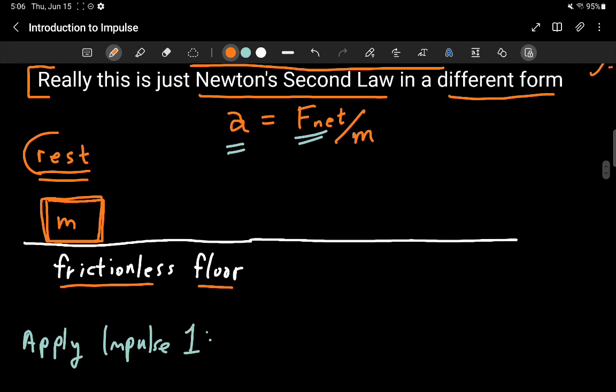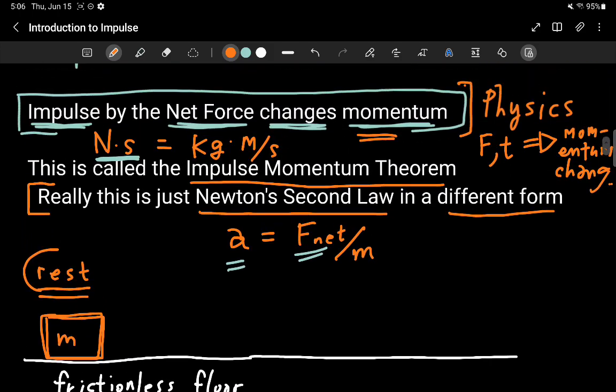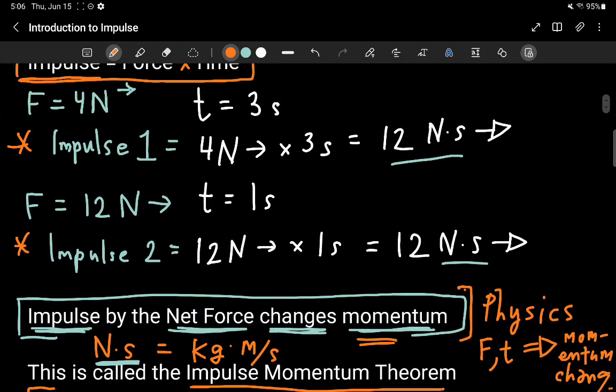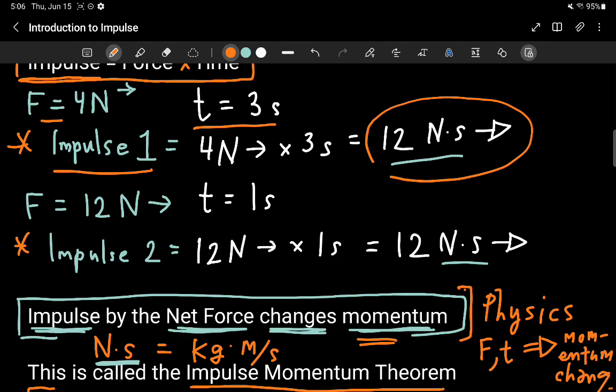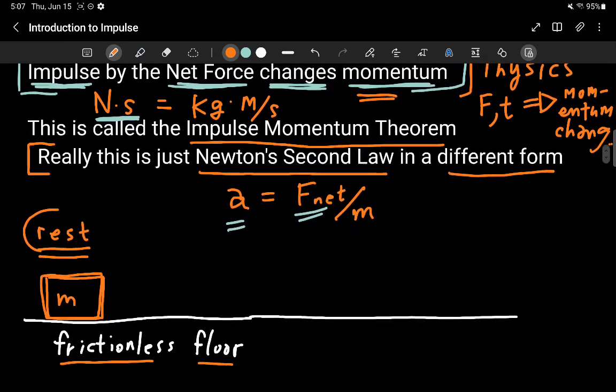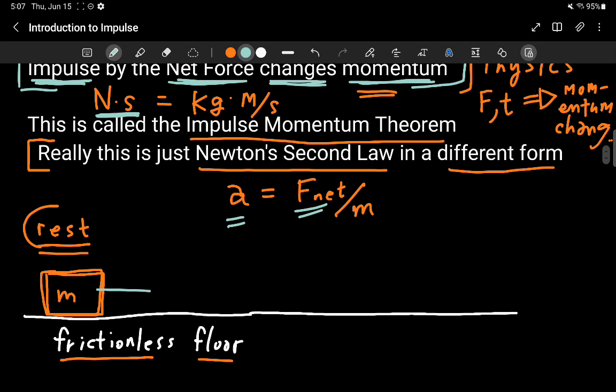But what we're going to do now is we're going to apply an impulse. So we're going to apply impulse number 1. Impulse number 1 is this impulse. It's 12 Newton seconds towards the right. And the way that we apply that particular impulse is for 3 seconds, we're going to make sure that the net force on our object is 4 newtons towards the right. So let's do that. 3 seconds, 4 newtons to the right. So here is 4 newtons to the right. And we're going to apply that force for 3 seconds.